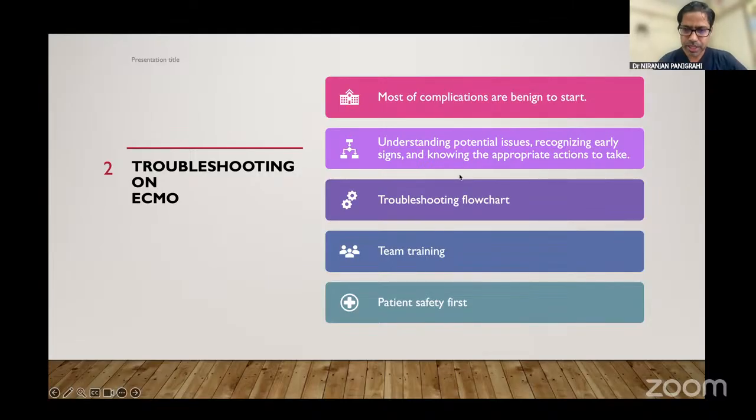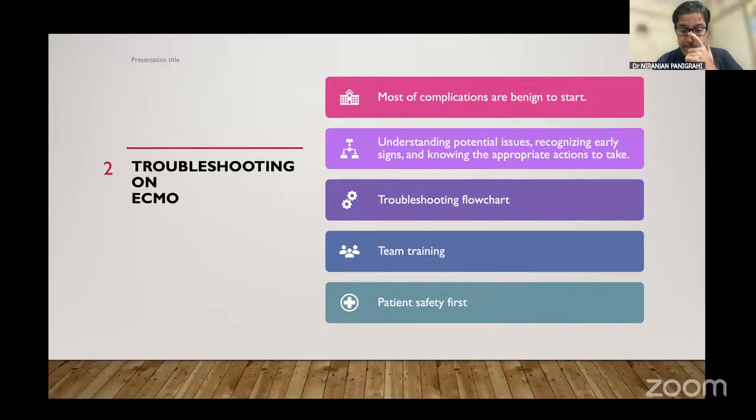More than that, we have to have a bedside troubleshooting flow chart, because the expert may not always be available at the bedside. Anyone working in the team should have the flow chart, know what to do if this kind of problem happens, and know when to escalate to the next level or to the consultant level. Then comes team training, which is very important because the weakest link in the team is likely to breach.